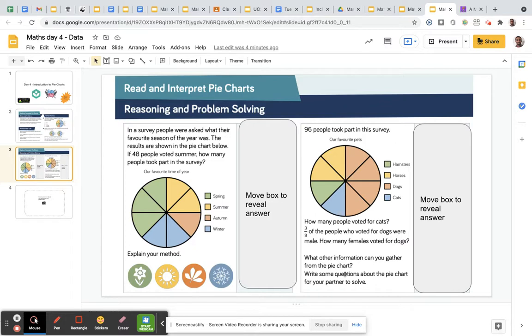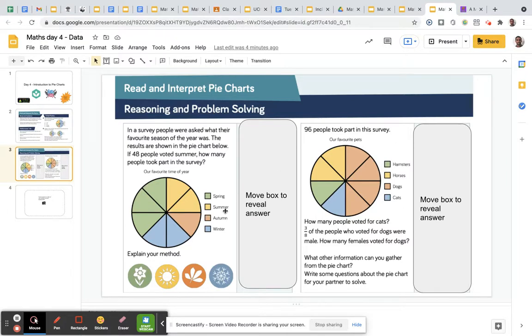All right. What we'd like you to do is tackle these questions, but this bit here is the most important for me. Explain your methods. All right. You could just get the answer by moving the box out of the way and revealing the answer, but there's no learning that goes on there.